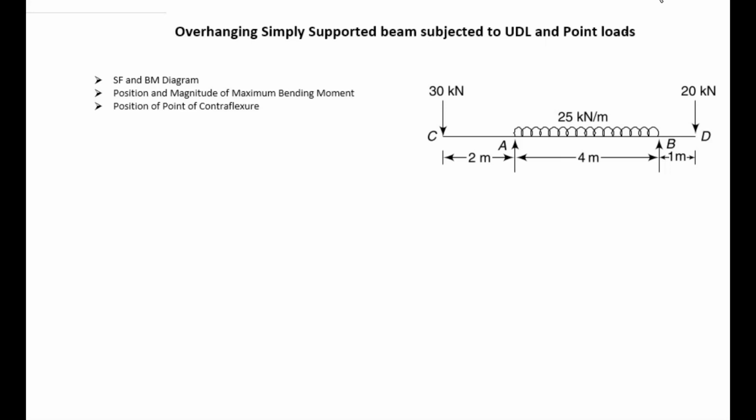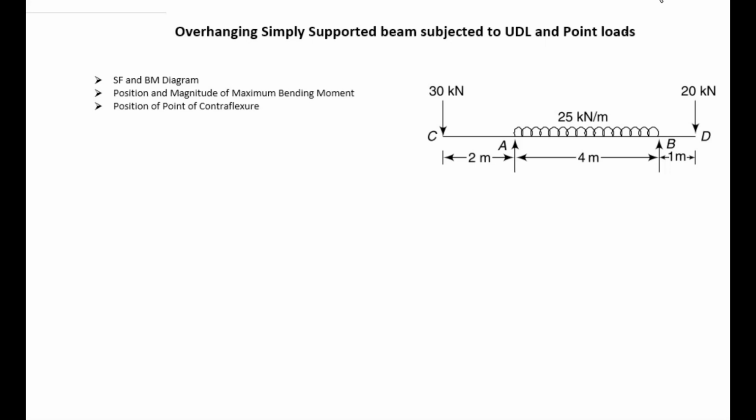Hello everyone, in this tutorial we will solve the numerical of an overhanging simply supported beam subjected to a uniformly distributed load and point loads. So this is an example of an overhanging beam. This beam overhangs on both sides. In between the supports it carries a uniformly distributed load of 25 kilonewton per meter and 2 point loads: 30 kilonewton on the left hand side and 20 kilonewton on the right hand side.